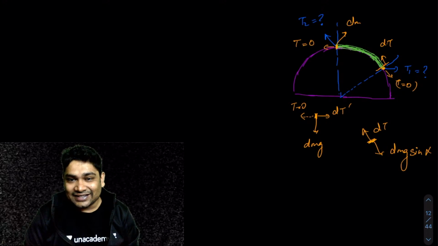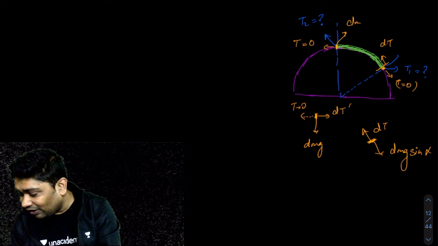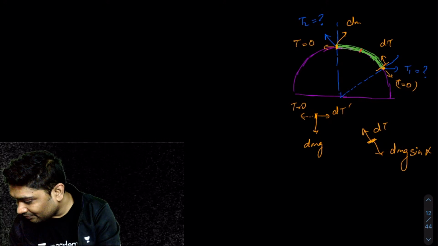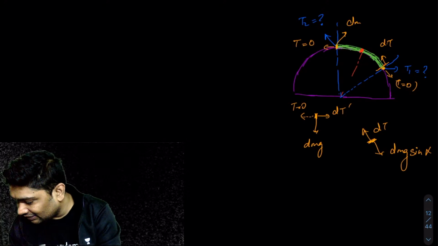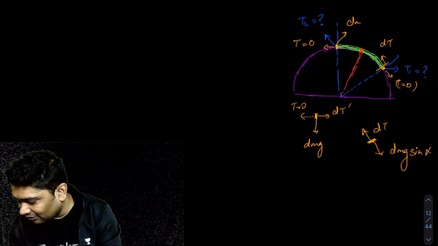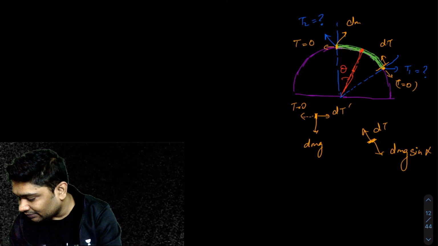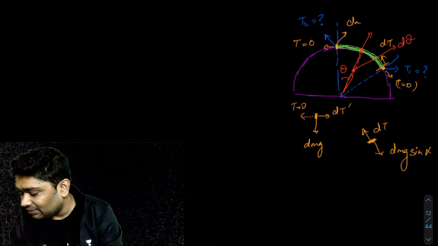But let's just say that at the ends the tension is 0. Now let's consider a small portion here, somewhere in the middle, which is at an angle of theta and subtending an angle of d theta. So theta and d theta. And let's say this also has a mass of dm.